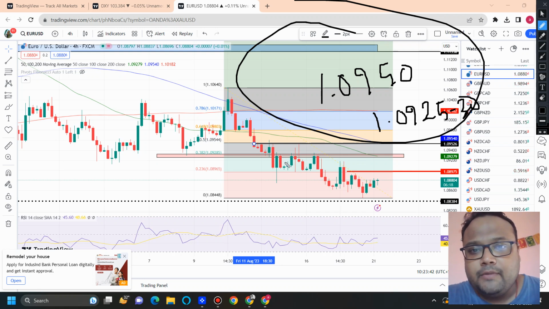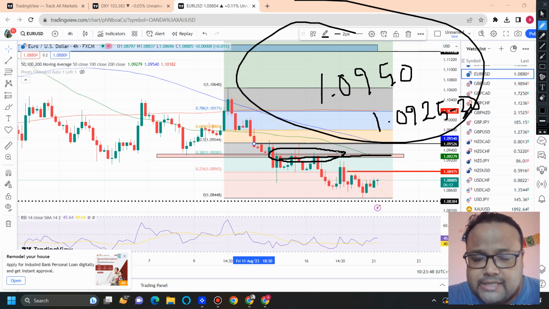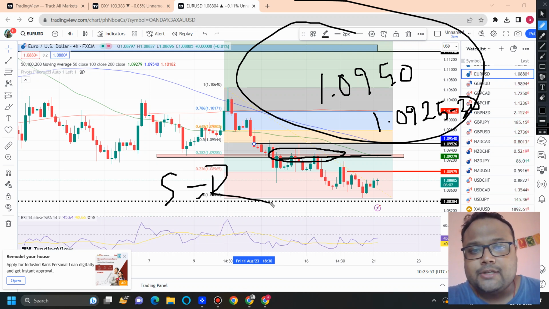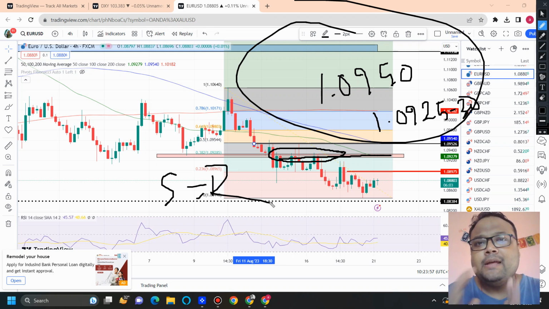Because of the FIBO 38.2% retracement level, 50 moving average, and our resistance around this area, previous support will also be acting as resistance. If we combine all the factors, whatever I just talked about right now, then 1.0925, 1.0930 also seems to be a very strong resistance, a very strong level where we have strong sellers present. So these are the two levels where you can look for a sell position.